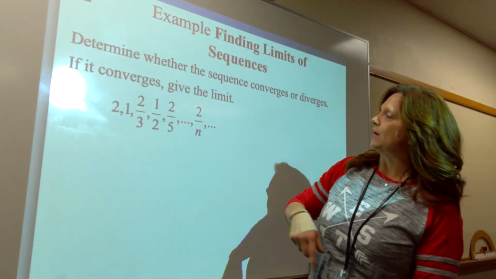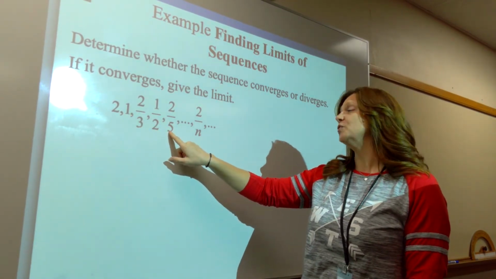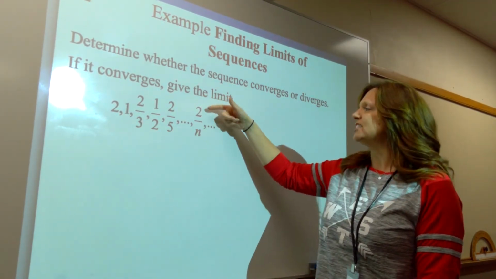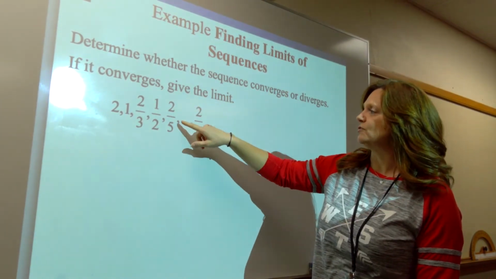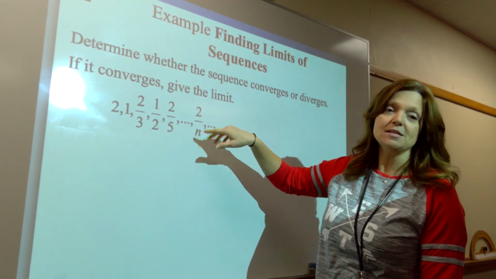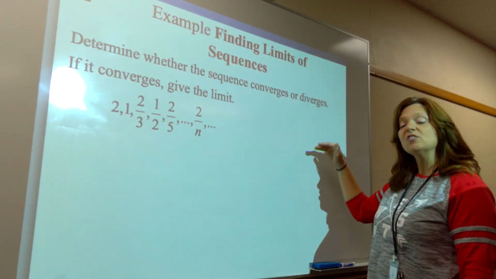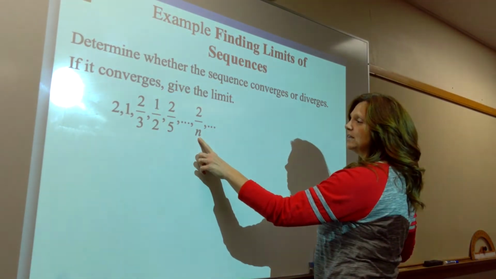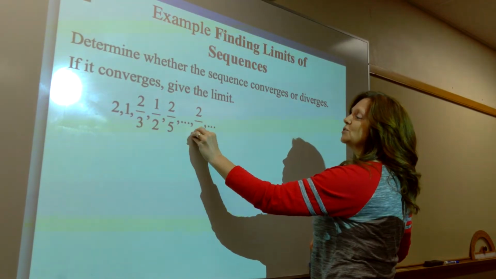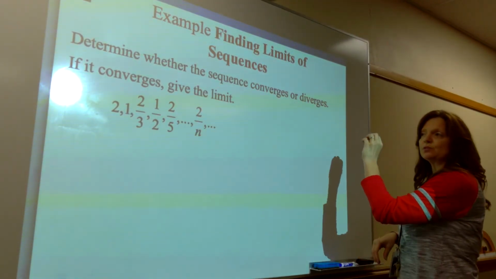Okay, so this one, it goes from 2 to 1 to 2/3 to 1/2 to 2/5. So the pattern is 2 over n, okay? So the next one would be 2 over 6, 2 over 7, 2 over 8, and so on, all the way to 2 over 100, 2 over 1,000, 2 over 1,000,000. And so if you consider that the denominator is going to continue to always grow, the value of that fraction is going to get smaller and smaller.